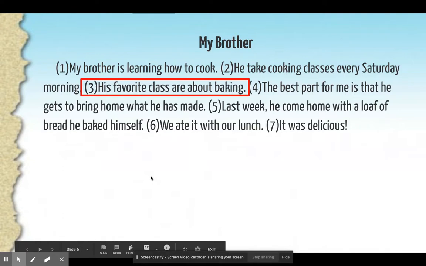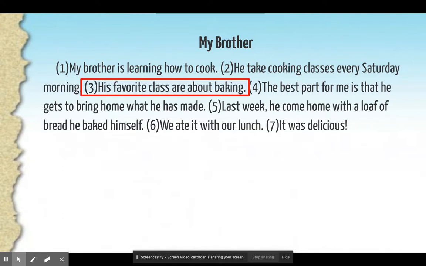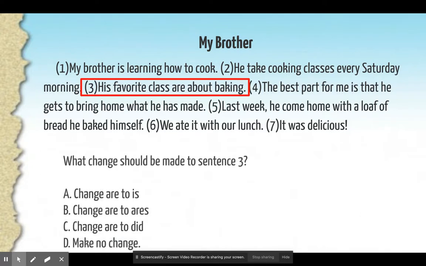Looking at our paragraph, my brother, we're looking at sentence number 3. My brother is learning how to cook. He takes cooking classes every Saturday morning. His favorite class are about baking. The best part for me is that he gets to bring home what he has made. Last week, he come home with a loaf of bread he baked himself. We ate it with our lunch. It was delicious.